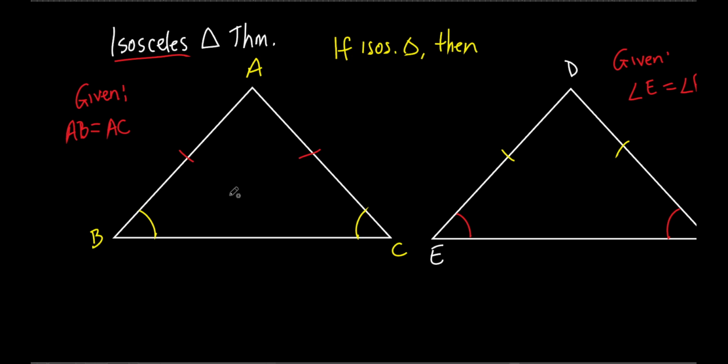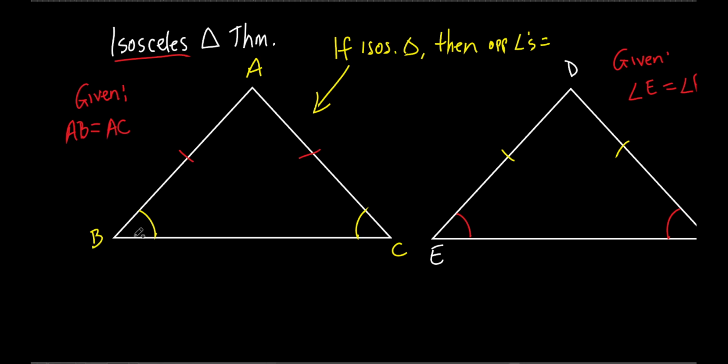So watch. If you have an isosceles triangle, then the opposite angles are equal. Okay, that's this theorem right there. So if it's isosceles, which means what? Two sides are equal, right? So they told you that these two sides were equal.